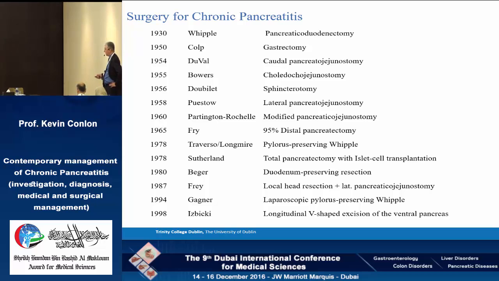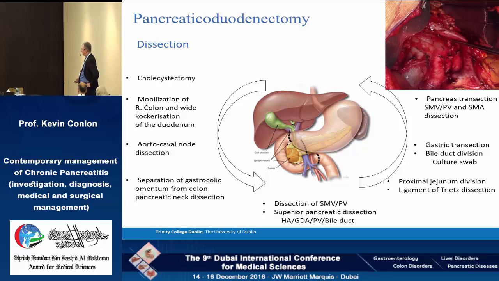doing laparoscopic procedures. So there's open, laparoscopic, and there's total pancreatectomy. So this is the usual pancreaticoduodenectomy that I do. You can either do a pylorus-sparing or a hemigastrectomy. And the surgical options are written up here.